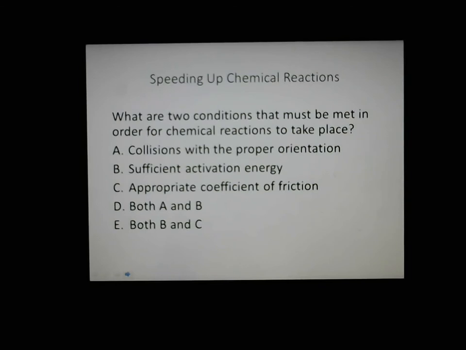Okay, so what are the two conditions that have to occur? Well, hopefully you can see there it has to be answer D, so that's both A and B.